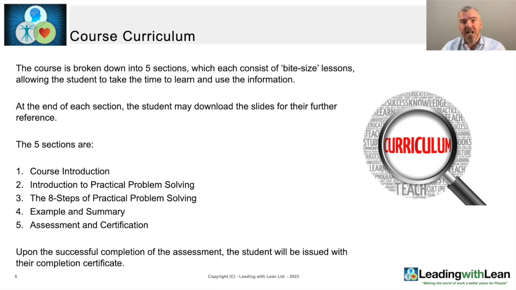And then finally, there's an assessment and certification. And the assessment is something that you shouldn't be worried about. As long as you follow through the videos, you download the information, you should easily be able to pass. We do have an 80% pass rate, but you can retake the exam as many times as you need to be able to pass the exam. But it's really just to cement the learning and ensure that you've really consolidated what we've learned through the course. And at the end of that, you'll be certified as having completed successfully the Leading with Lean Academy's Practical Problem Solving course.